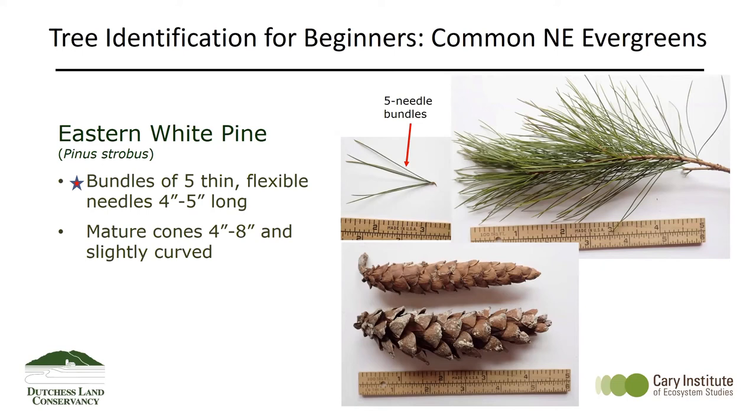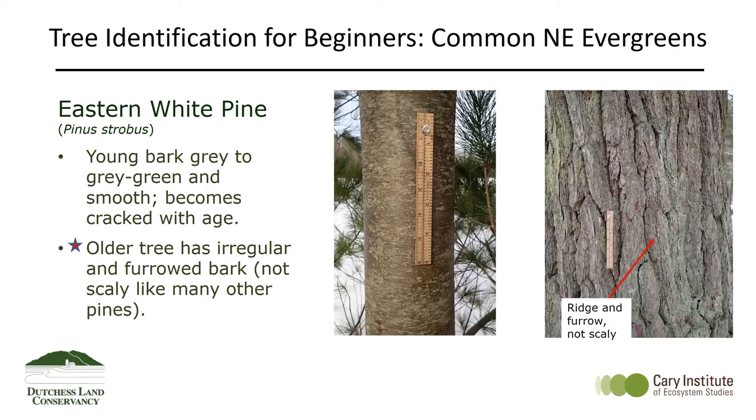The cones are long and thin and are quite characteristic. You see them on the bottom there. They can also be really useful. The bark also is a good characteristic. Unlike many of the pines, the bark of a white pine, when it gets older, is ridged with furrows in between. Most of our pines have a scaly or a platy bark. So eastern white pine is often very easy to tell by the shape of the bark.